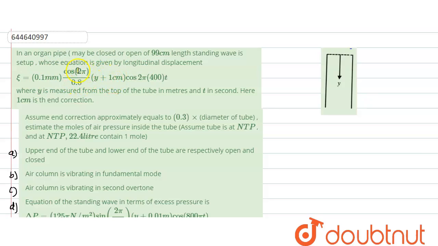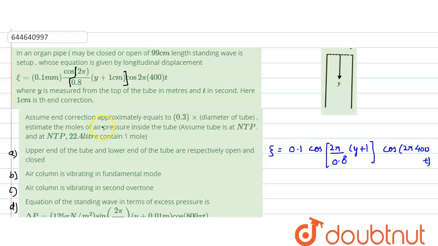So basically this y is attached with the cos, so it is written separately, but it is attached with the cos itself. Then it is given as cos 2 pi into 400t. So if we rewrite this equation of the displacement, it is given as 0.1 cos 2 pi divided by 0.8, then y plus 1. So this is one factor, into cos 2 pi into 400 into t. So this has been given.